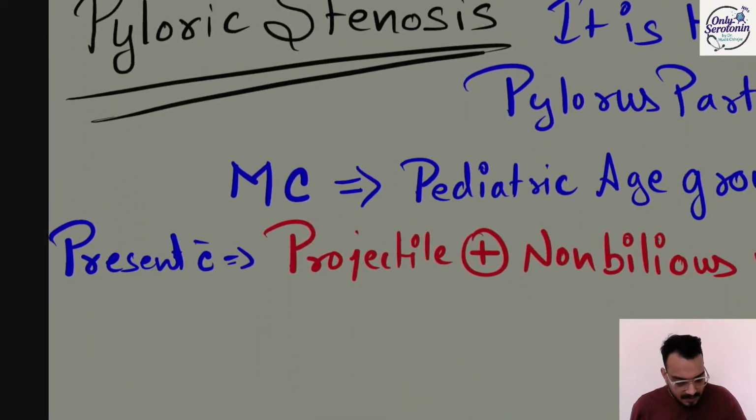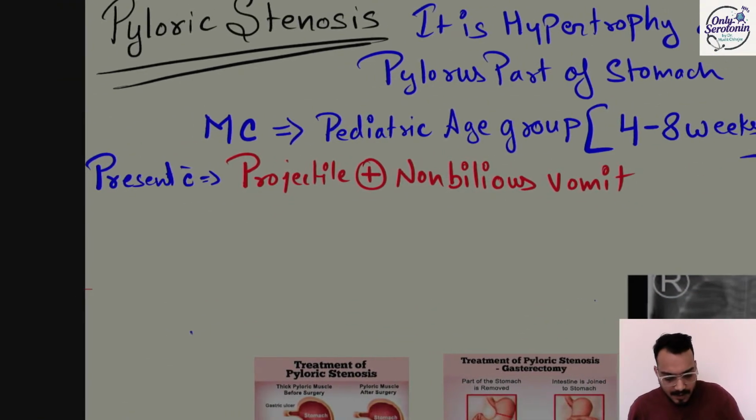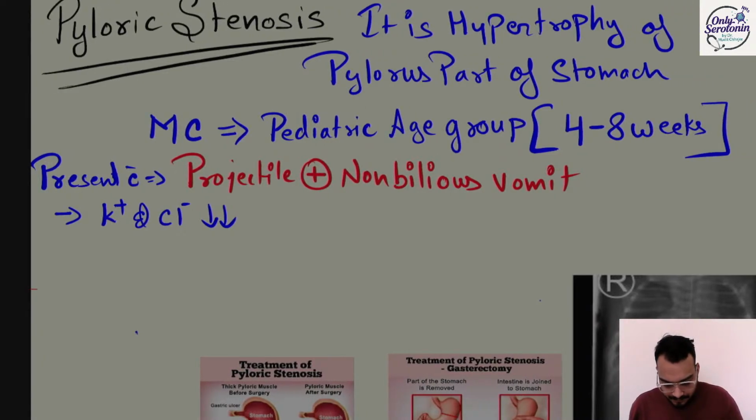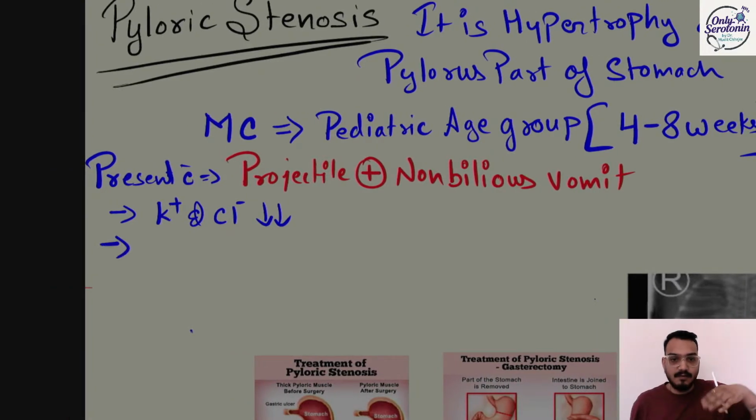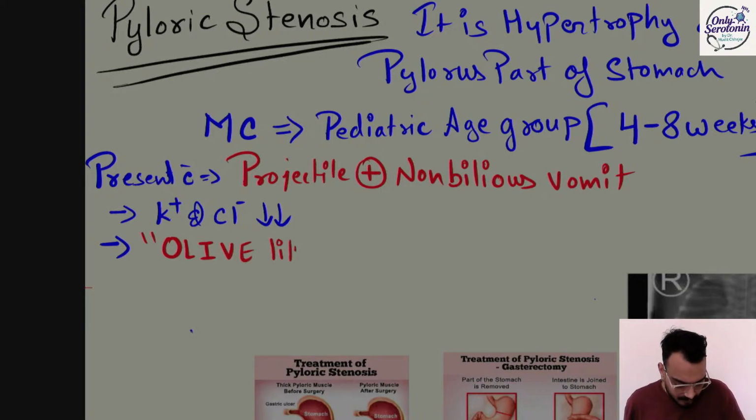Done, guys. So this patient is going to have projectile non-bilious vomit, as well as when you will do the blood test of this patient will have potassium as well as chlorine deficiency in the blood, hypokalemia and hypochlorinemia. Okay. Then when you will try to palpate this patient, you are going to find one very important thing. That is what, guys? That is olive like mass at the time of palpation.